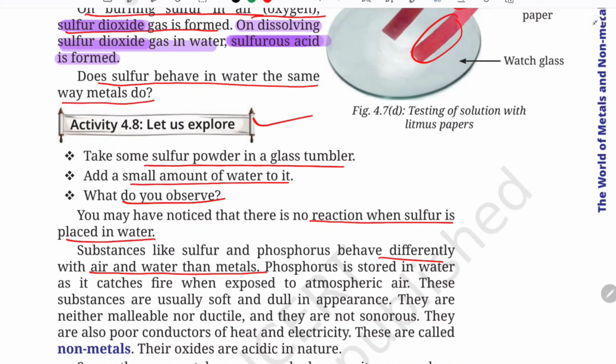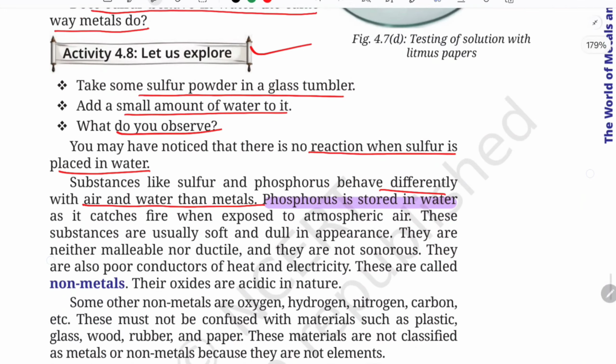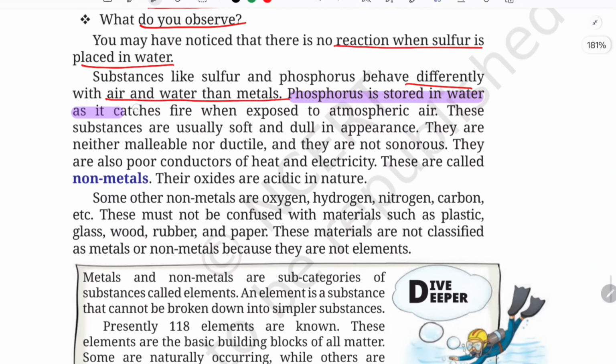Next, phosphorus. Phosphorus is stored in water. Why is phosphorus stored in water? As it catches fire when exposed to atmospheric air. These substances, phosphorus and sulfur, are usually soft and dull in nature. Why is phosphorus stored in water? In order to prevent it from catching fire, because if you keep phosphorus in the open air, it will catch fire. That is why it is stored in water.